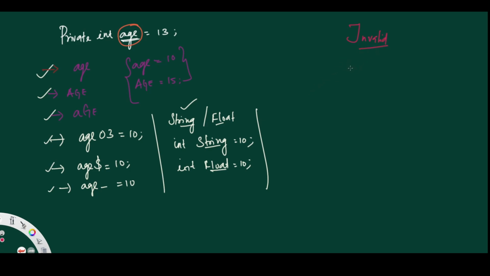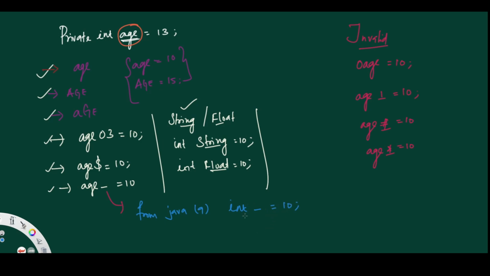Now we will see a few invalid identifiers. The invalid ones will be: you cannot use 0age equal to 10, and you cannot use age space 1 equal to 10, or age hash equal to 10, or age star equal to 10, because these are all invalid identifiers.